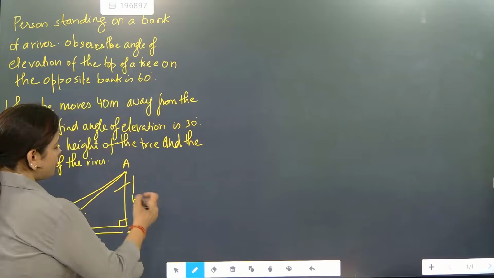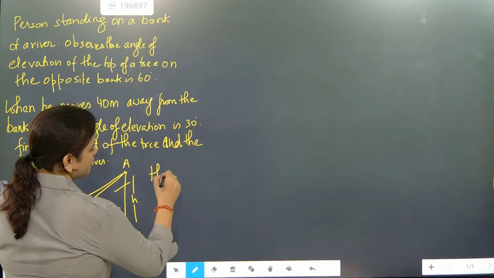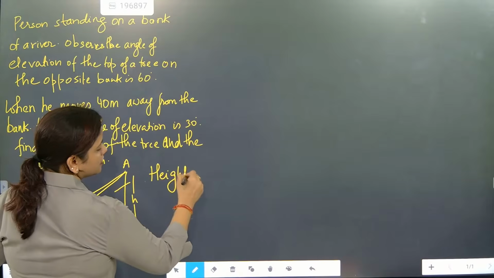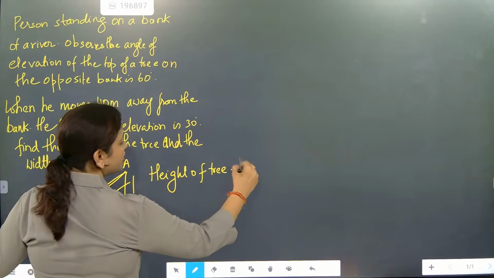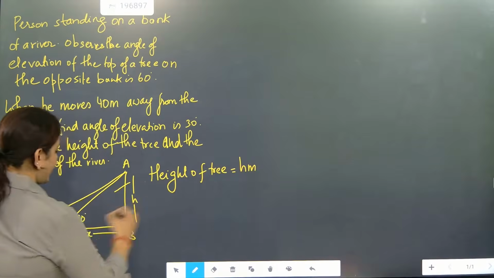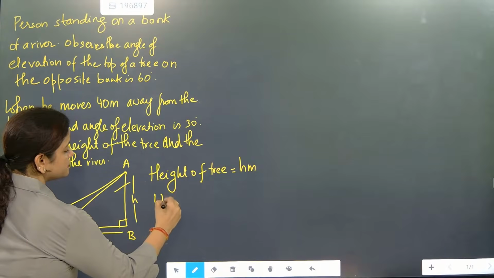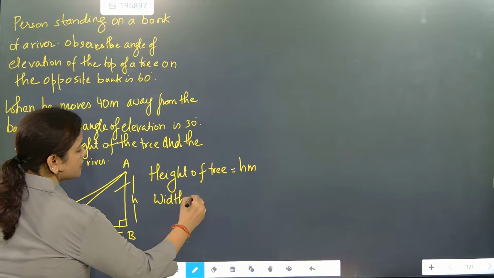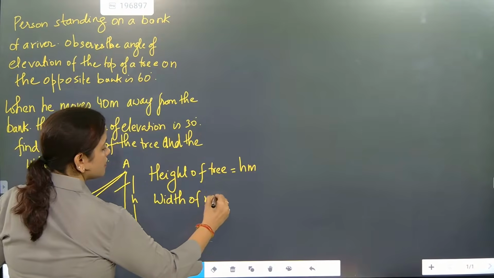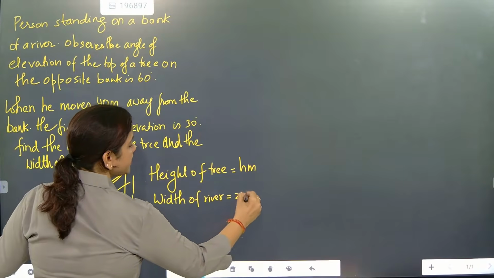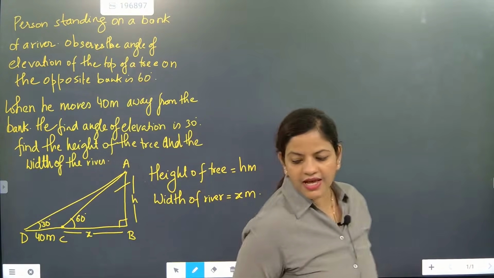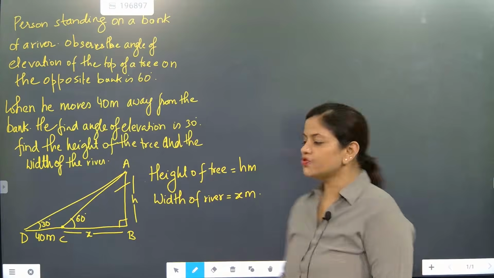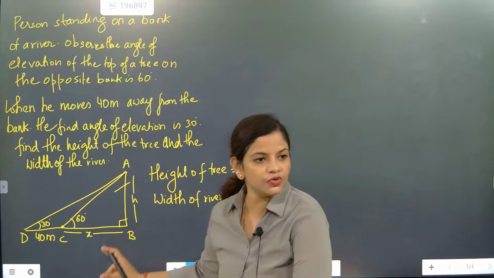So let the height of the tree be what? Height of tree, what have you assumed? Height of tree as h meter. And what is the width of river? Width of river as x meter. Height of tree as h meter and width of river as x meter. Understood, beta? So first our important work is to take a triangle.